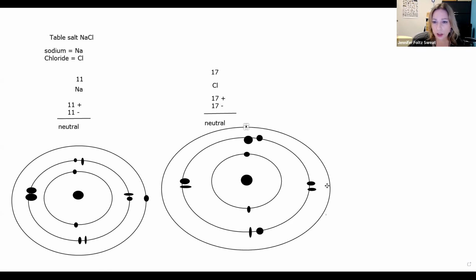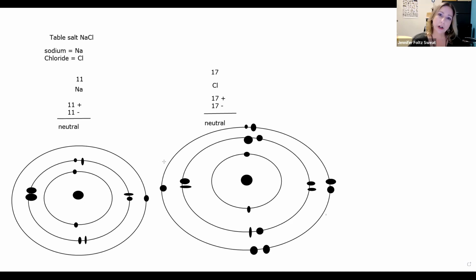So we have 11, 12, 13, 14, 15, 16, 17. So notice that chlorine needs one more electron to have a full valence shell. Sodium would need 7, or it would need to lose 1. If it lost this electron, then it would have a full second shell and it would be stable.